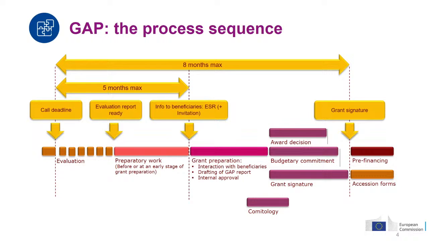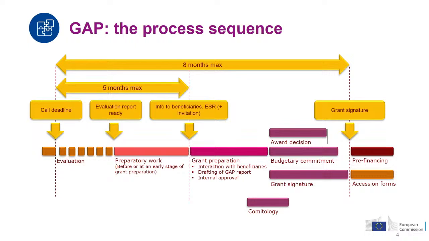This time to grant is separated into two phases. The first phase starts after the call deadline. It includes the evaluation of the proposals, and it ends with the information sent to the participants about the outcome of the proposal, and those who are successful are going to get an invitation to start the grant agreement preparation phase. This first phase can last maximum up to 5 months.